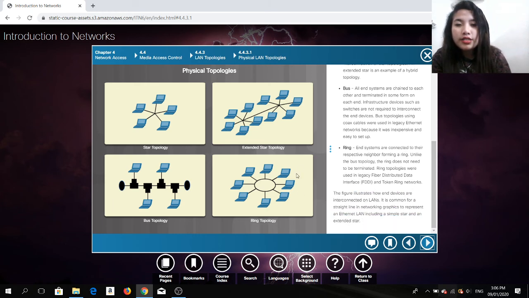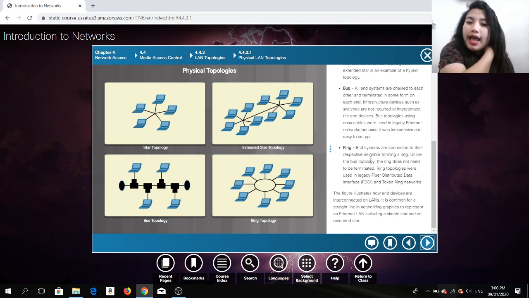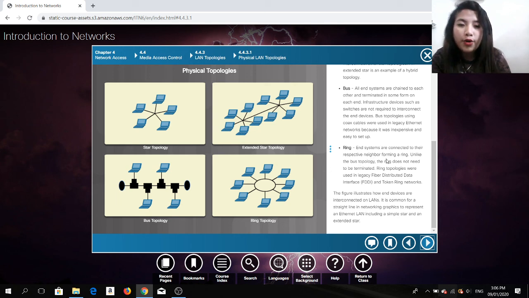And the last picture shows the ring topology. End systems are connected to their respective neighbor, forming a ring. Unlike the bus topology, the ring does not need to be terminated. Ring topologies were used in legacy fiber distributed data interface and token ring networks. As you can see, here is the ring and the devices are connected with each other. The figure illustrates how end devices are interconnected on LANs. It is common for a straight line in networking graphics to represent an Ethernet LAN including a simple star and an extended star.